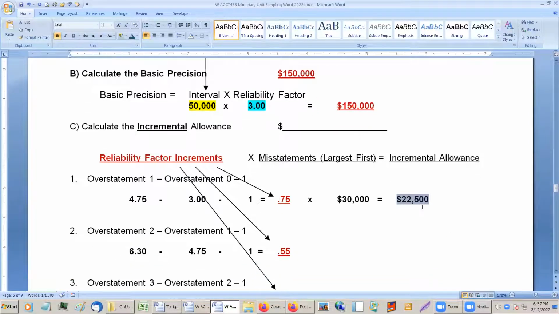So this would be, because of that first misstatement, this would be what we would have to add to it. And notice too, the larger the misstatement, the larger the likelihood that it's going to be off by more dollars, right?